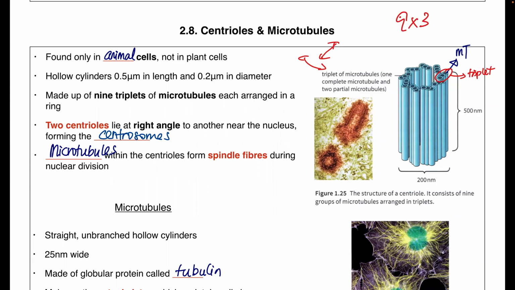Also just FYI, it is not membrane bound. So if you are looking for a non-membrane bound organelle, the centriole is one of them. The other one is the ribosome. Ribosomes also do not contain any membrane.